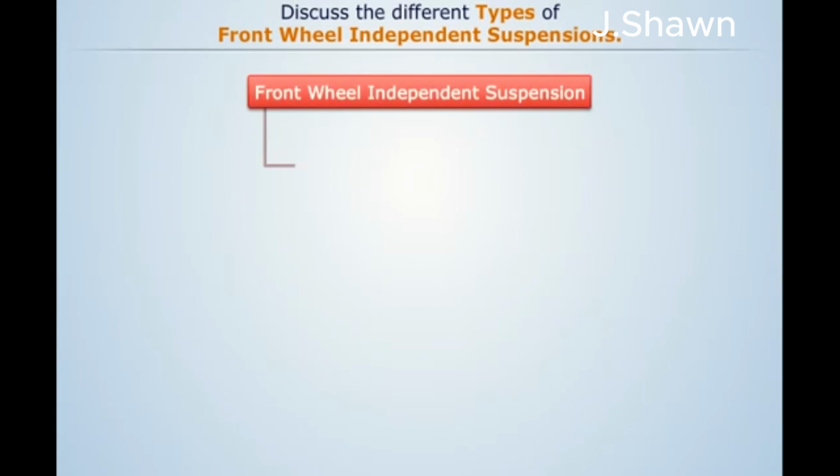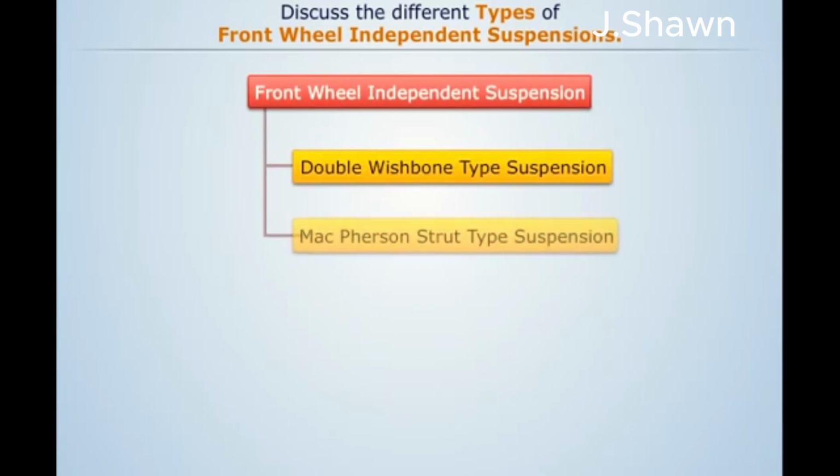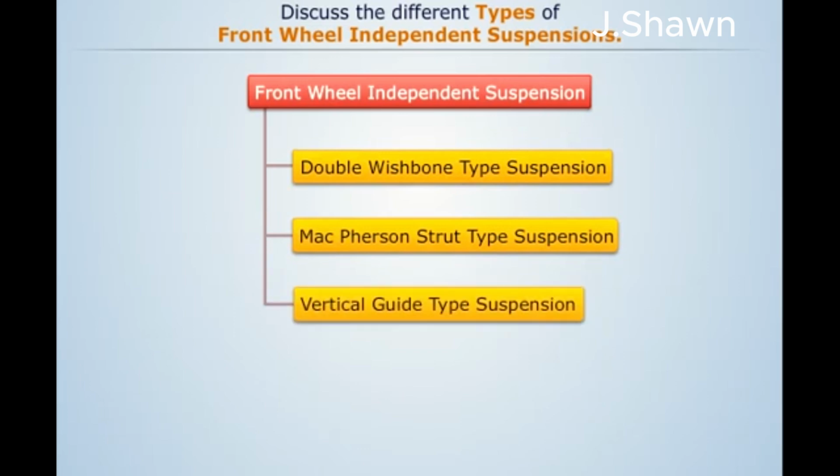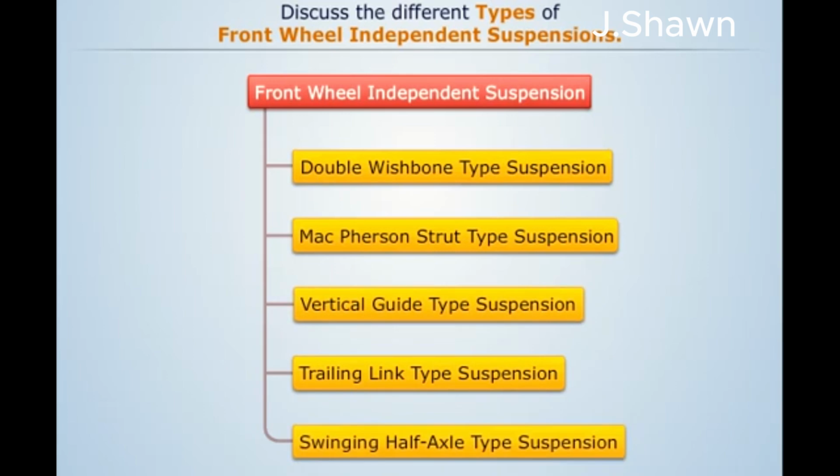Now, front-wheel independent suspension is mainly of 5 types: double wishbone type, MacPherson strut type, vertical guide type, trailing link type, and swinging half-axle type. Let us discuss each in brief.